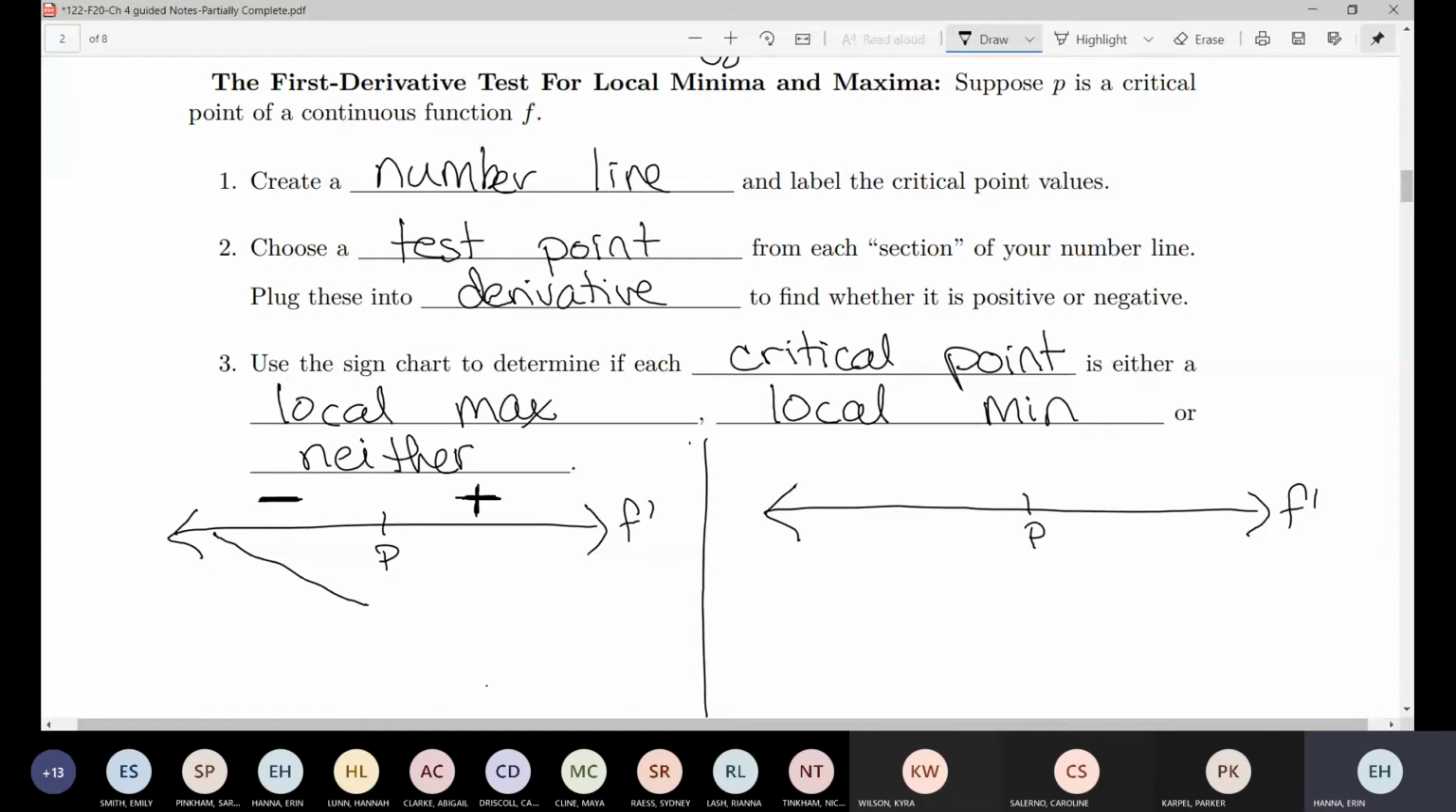There. And then if the derivative is positive, then the original function would be increasing. I think drawing the little lines makes it very obvious that that's going to end up being a min. So we would have a local min at x equals p.